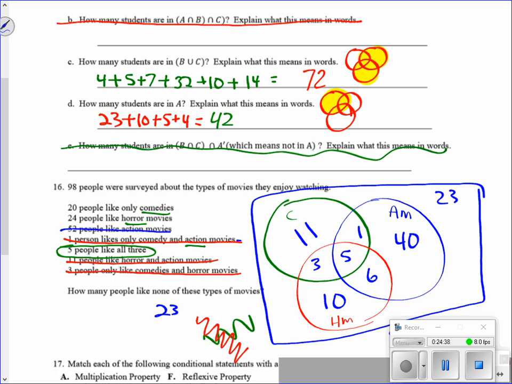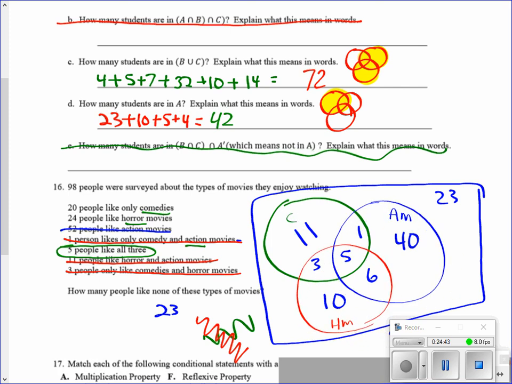52 people like action movies, so I go down to the action movie circle, and what I need to do is make sure that I've got 52 people accounted for there. And so that leaves me 40 to be just people who like action movies. And I continue this process until I've gone through that whole thing.